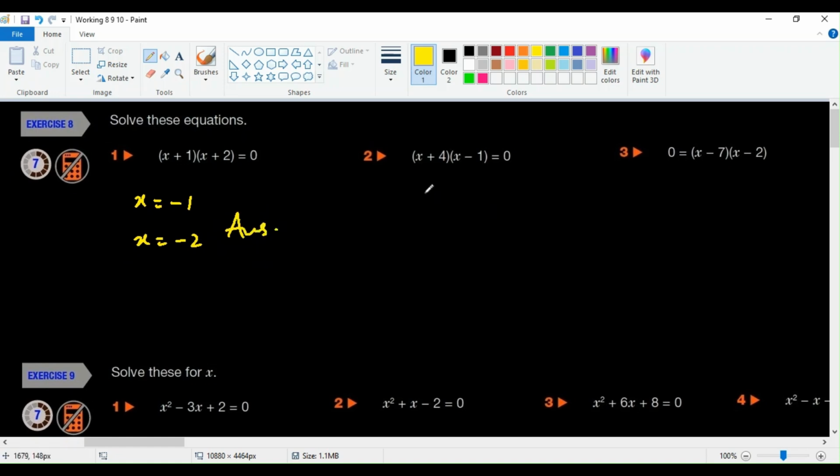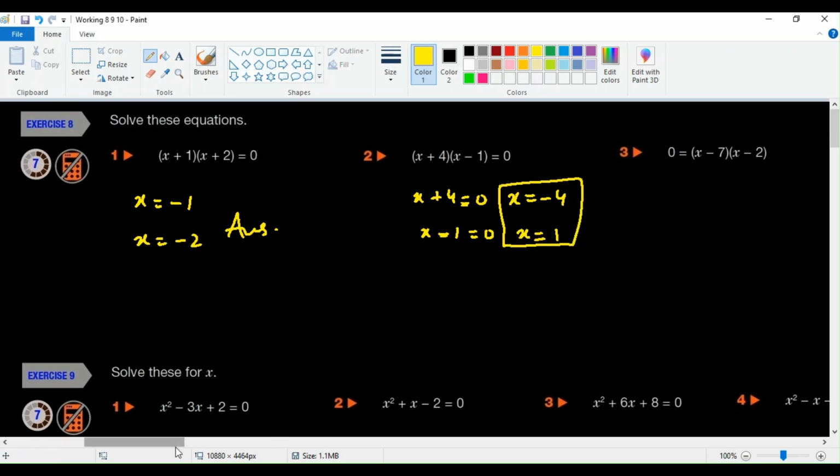Here, as you can see, x plus 4 is equal to 0 and x minus 1 is equal to 0. Why am I doing so? Because x plus 4 equals 0 and x minus 1 also equals 0. So ultimately, we can say x equals negative 4 and x equals positive 1. These are going to be the answers for this question.